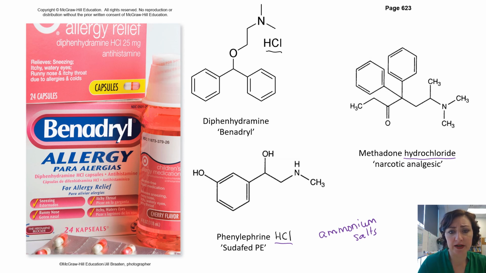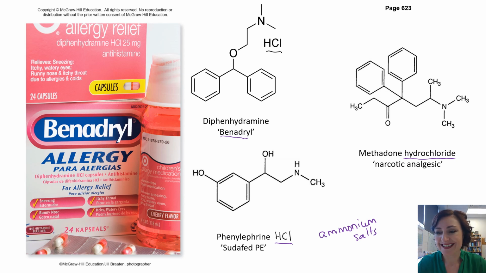Our first drug is Benadryl, or diphenhydramine hydrochloride. This is used as an antihistamine. It blocks your allergic response. So if you're having an acute allergic reaction to, say, a food or a bug bite, Benadryl is going to block the histamine from getting to your receptors in your body.